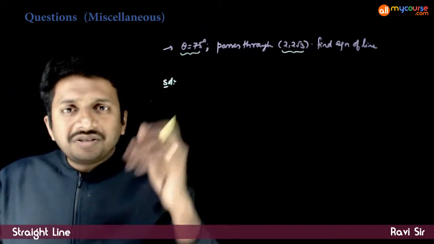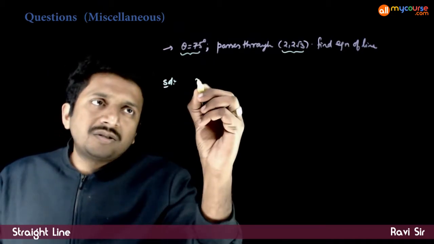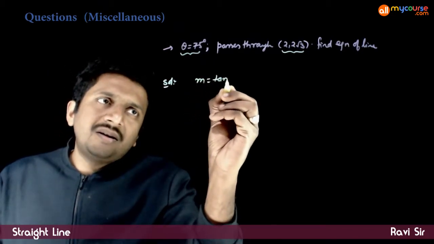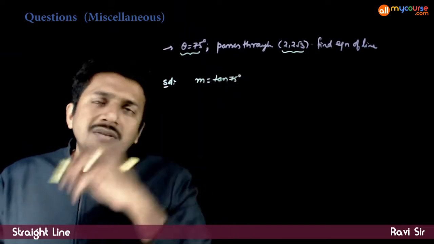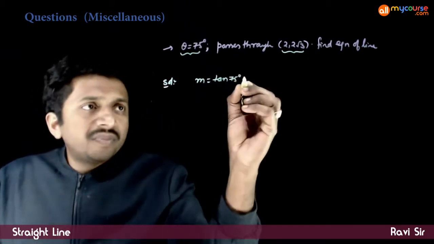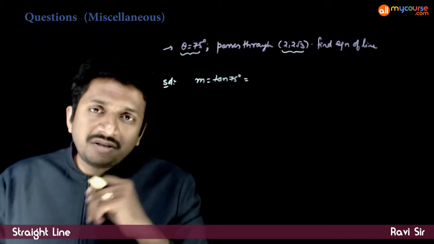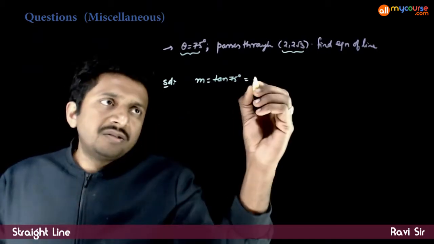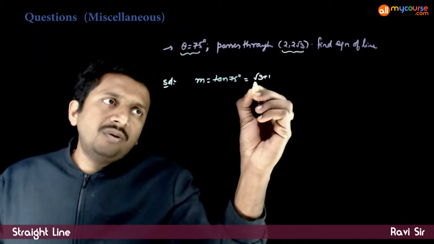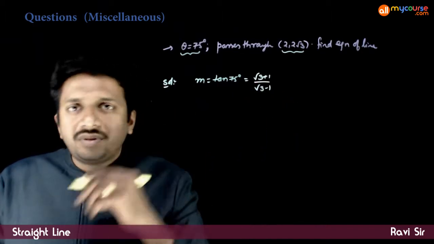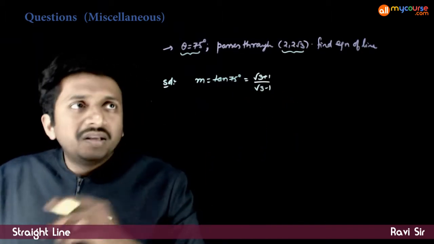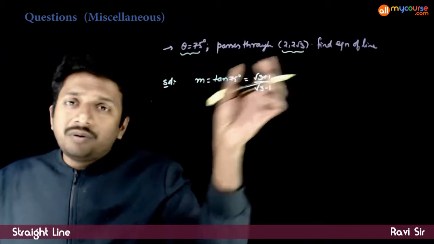If you know the inclination, that means you know the slope. The slope is nothing but tan of inclination, it's tan of 75 degrees. In trigonometry, this is one of the standard angles for which you need to remember the ratios. So tan 75 is (√3 + 1)/(√3 - 1). So you know the slope, you know the point.